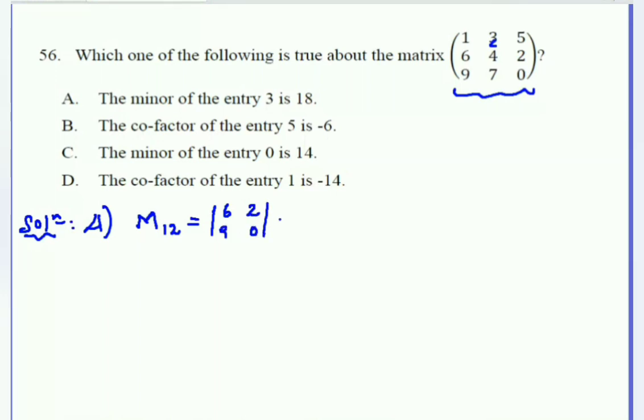So calculate the determinant of this one. 6 times 0 minus 2 times 9. This is 0. Therefore, the result is minus 18. Therefore, the minor of the entry 3 is negative 18. This is wrong. The cofactor of the entry 5 is minus 6.